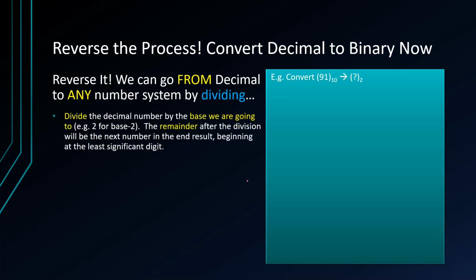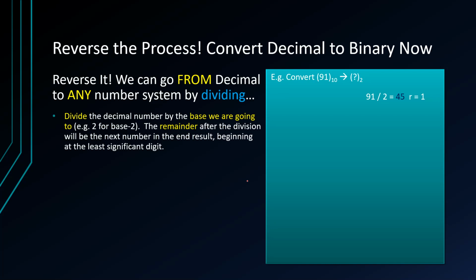Let's try it out. Step number 1, divide the decimal number by the base we are going to. So let's start with that before we get into that next part of that sentence. So if we have 91, I want to divide by the base we're going to. In this case, we're going to binary, which is base 2. So 91 divided by 2 is 45. Now we're not doing 45.5 here. We're just thinking whole numbers because we're worried about the remainder.